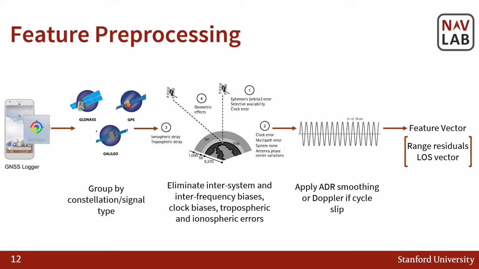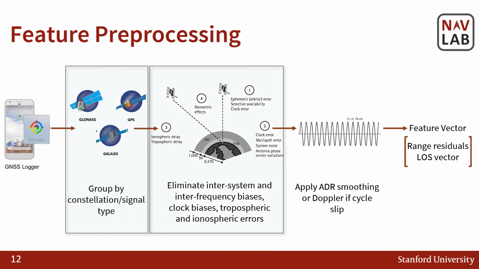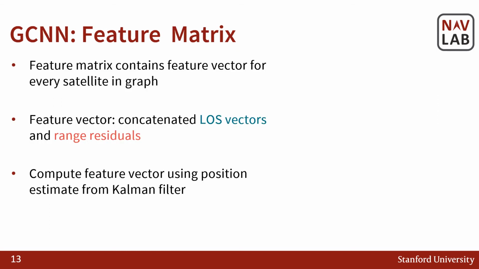Next, I would like to talk about the feature preprocessing module, where we start from raw measurements from the GNSS logger app. We then group them by their constellation and signal type. We eliminate errors such as inter-system and inter-frequency biases, clock biases, tropospheric and ionospheric errors. We apply ADR smoothing or Doppler depending on the presence or absence of cycle slip. And then we infer the final feature vector.